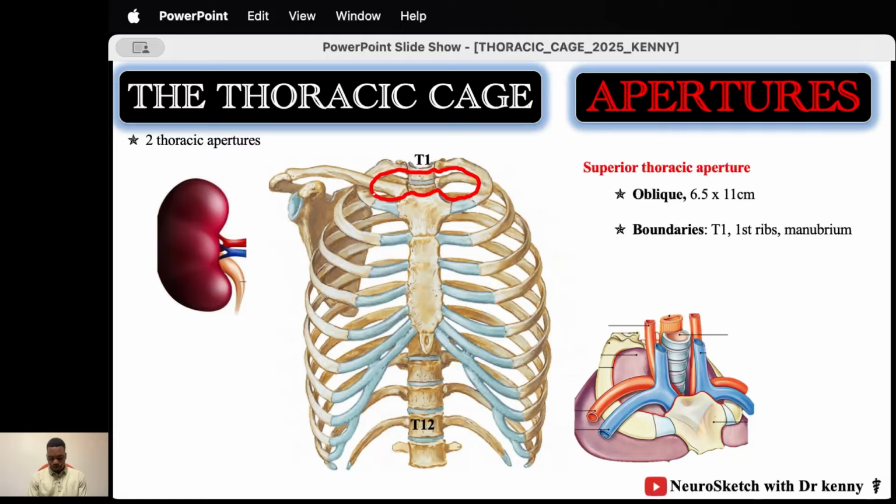Why is it important? It serves as a connection between the anatomical structures of the neck and the thorax. If we have to get things into the thorax from the neck, they have to get through the superior thoracic aperture, and also we see that some of the structures are emerging out of the superior thoracic aperture.